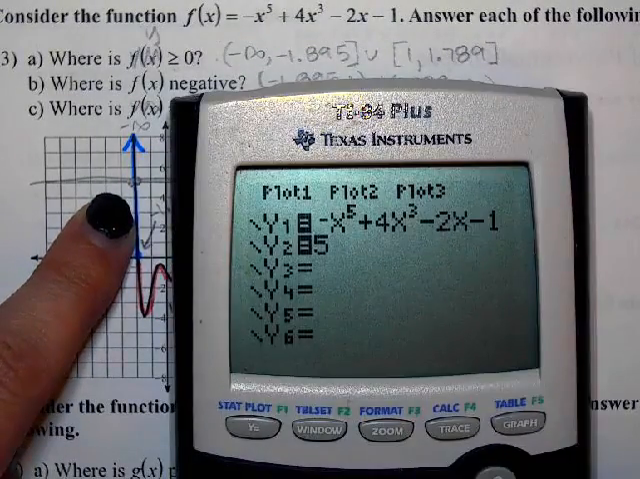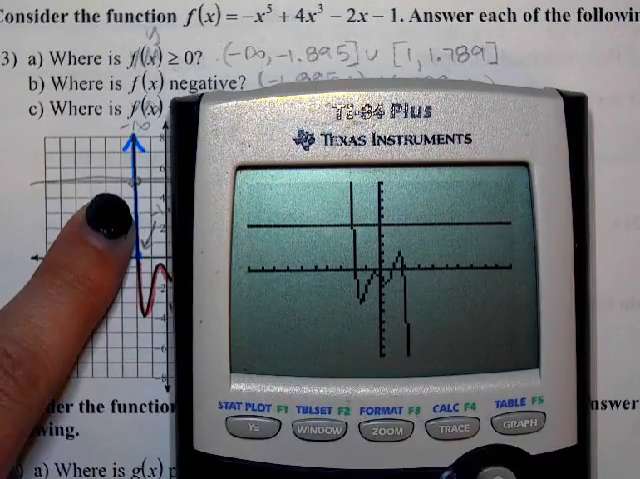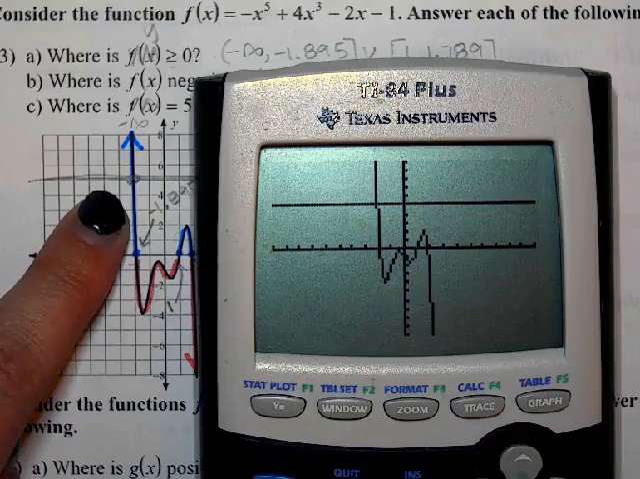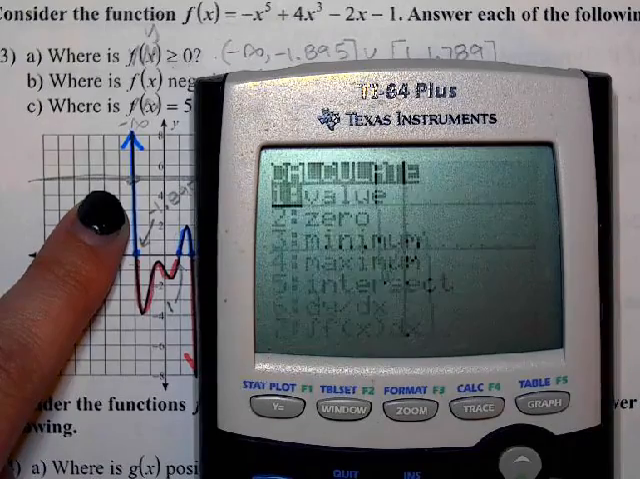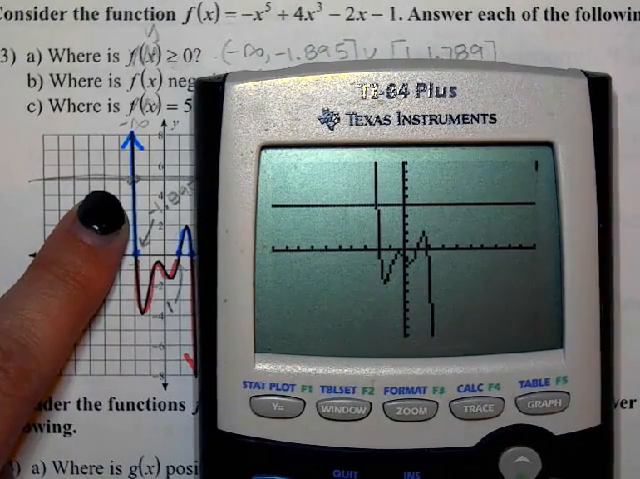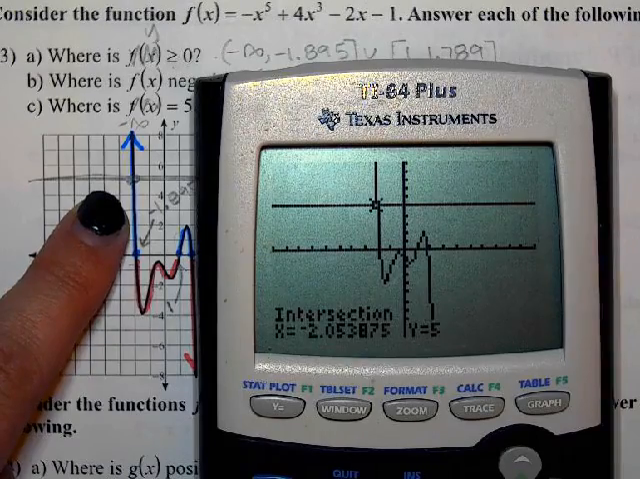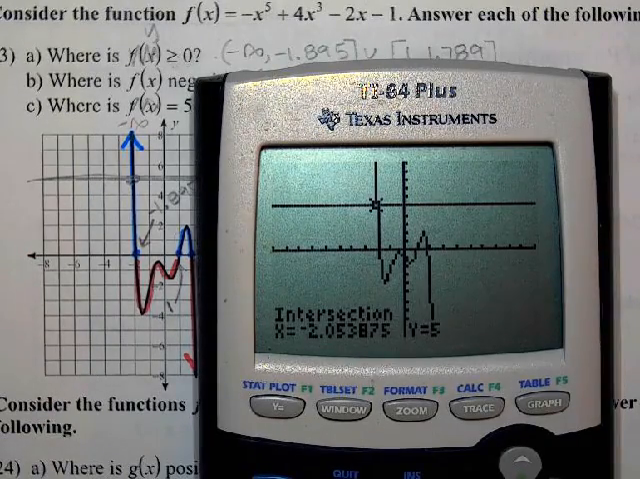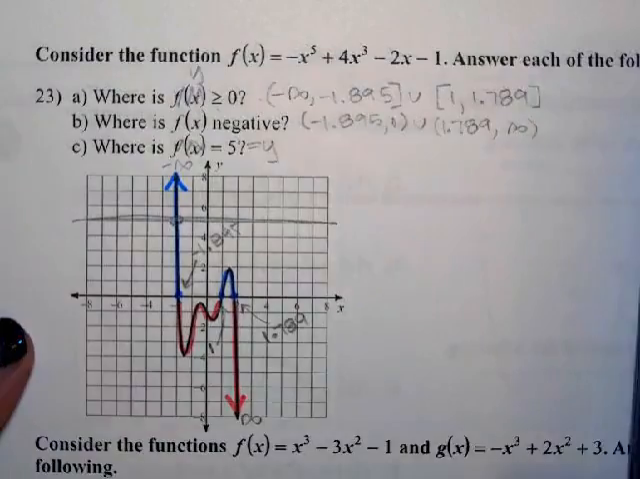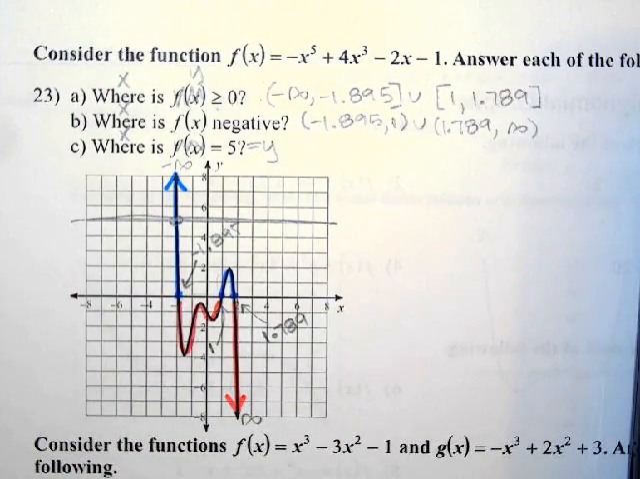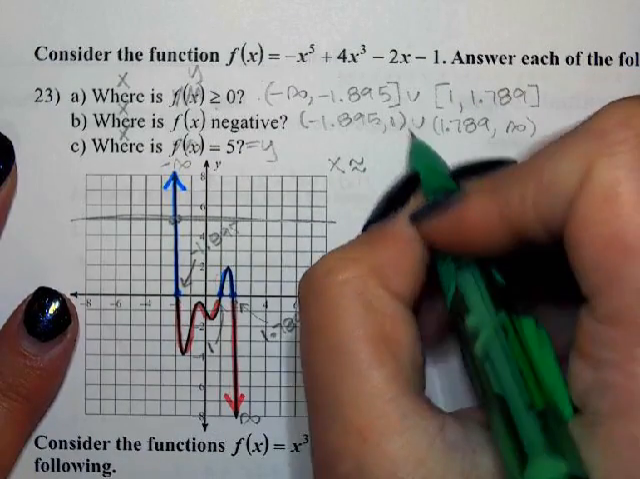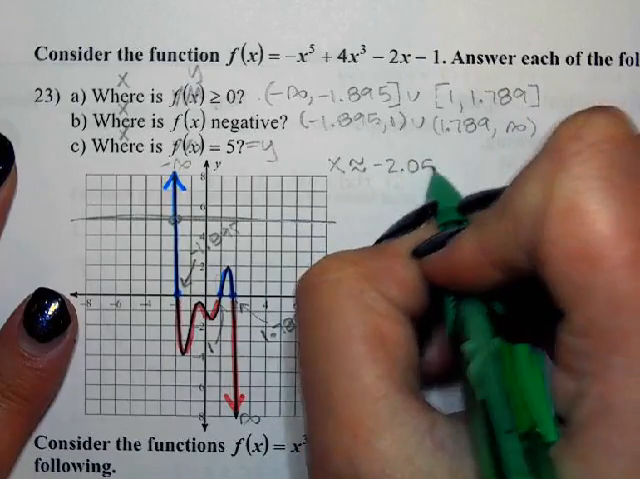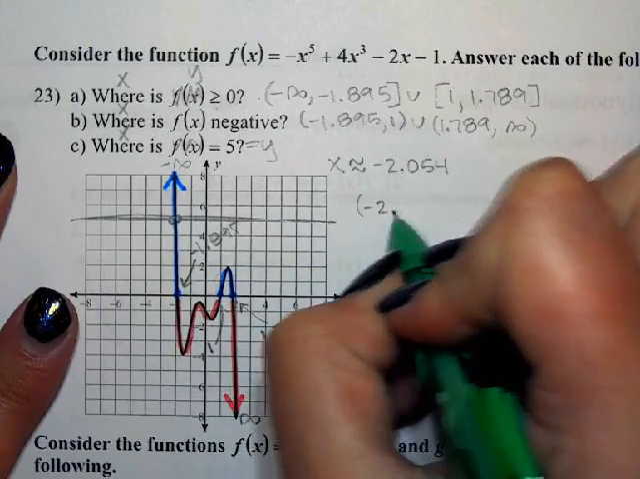So we're going to graph that. There's that horizontal line. How do we find the intersection of a curve and a line? Second trace, number 5, and I press enter, enter, enter. Boom. Now, remember, whenever the question says where is, it's asking for x values. X values are always locations. So where does f of x equal 5? All you have to say is x is approximately negative 2.054. You could also put the point, negative 2.054, comma 5. That would be fine as well.